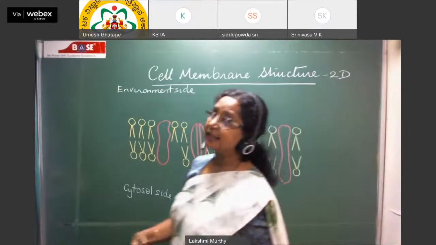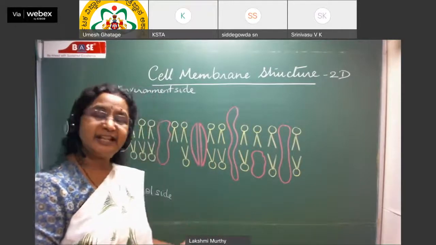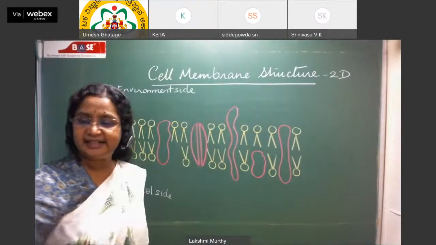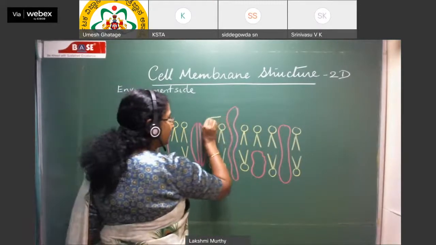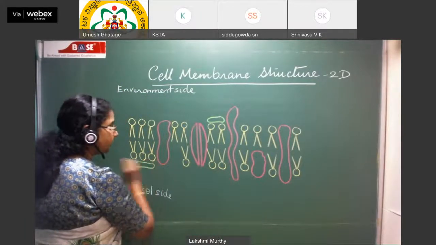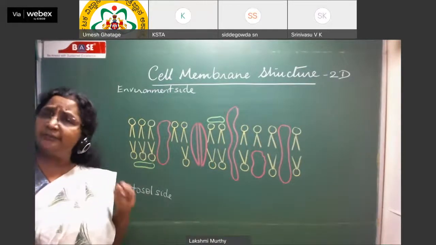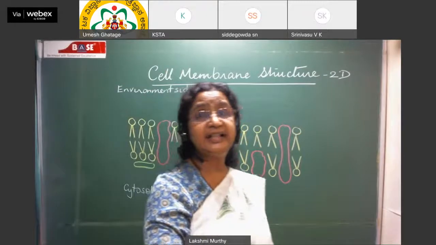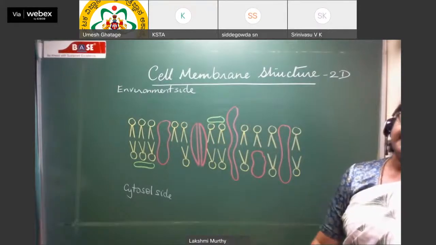Okay, next let us come to peripheral proteins. So what are peripheral proteins? Peripheral proteins are not embedded within the lipid layer, but they are present outside the lipid layer. For example, I can draw this as a peripheral protein. This is one peripheral protein. This is another peripheral protein. So I can have peripheral proteins which are going to be present outside the bilipid layer. Of course, they are very few, but still they are going to be seen. Peripheral proteins are also called surface proteins because they are present on the surface of the bilipid layer.